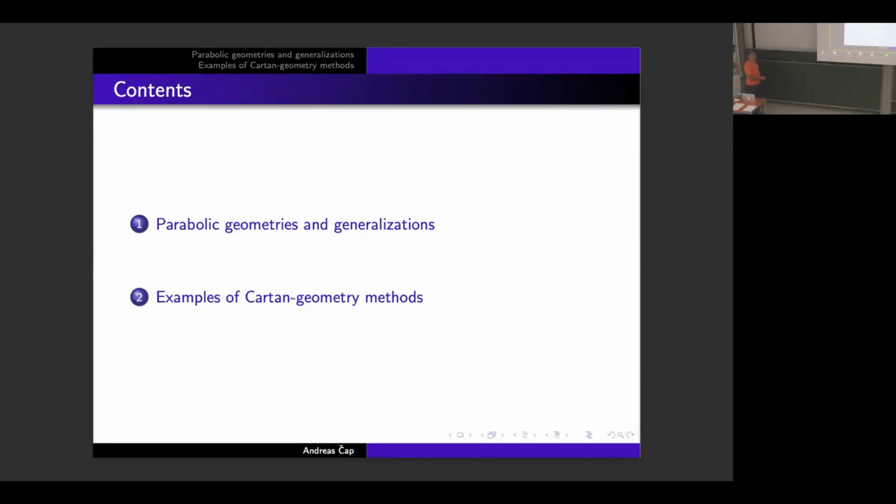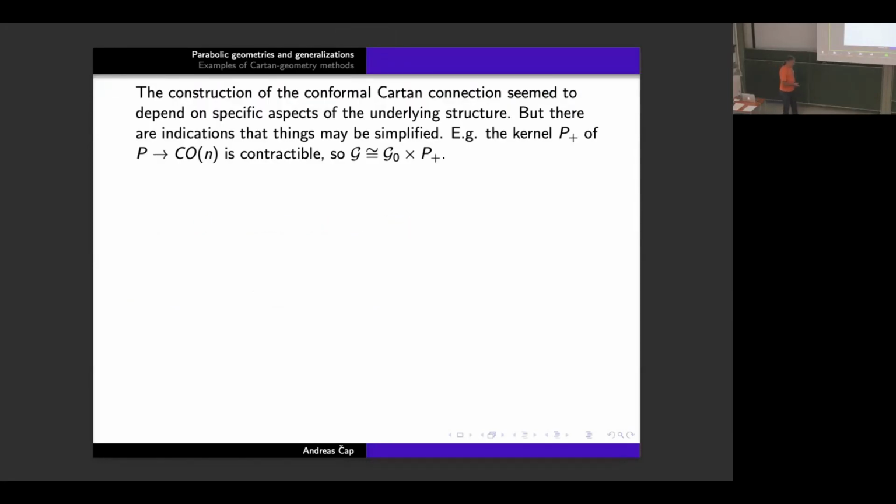Okay, so let's get started with the general perspective on construction of Cartan geometries. And this, as I said, leads to parabolic geometries and their generalizations. So the construction of the conformal Cartan connection that we did yesterday looked rather specific. We started with compatible connections. We attached to each point in a principal bundle the space of all torsion-free connections. So we put quite a bit of effort into the construction of the Cartan bundle and got the tautological form and so on and so forth.